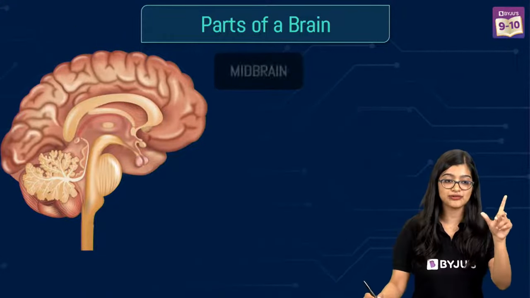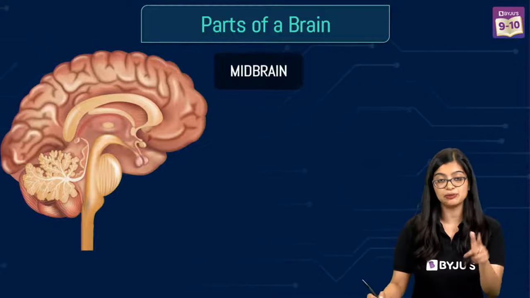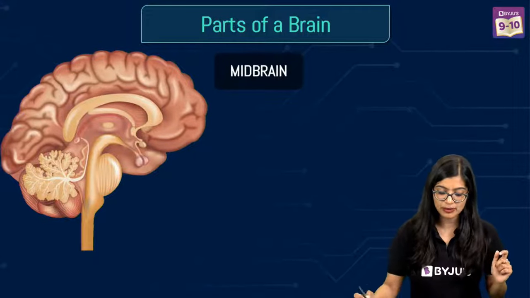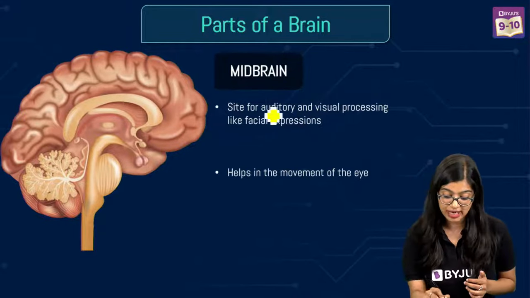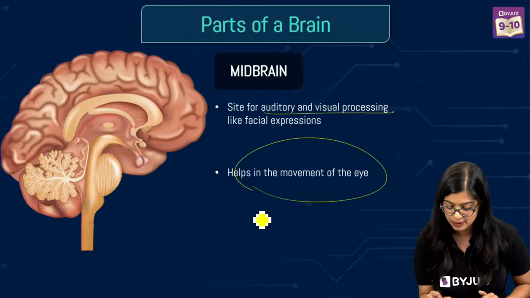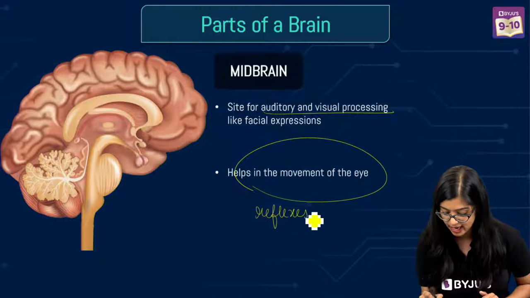Now, of course, the next function is that of the midbrain, right? When we talk about the midbrain, it is the site of auditory and visual processing and, of course, helps in reflexes of the eye.